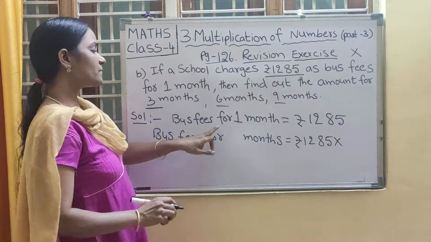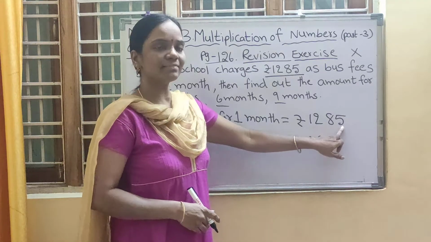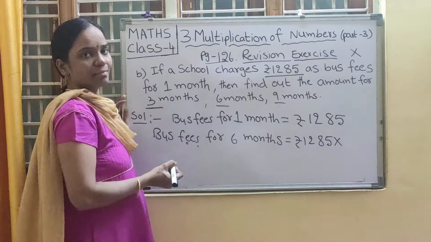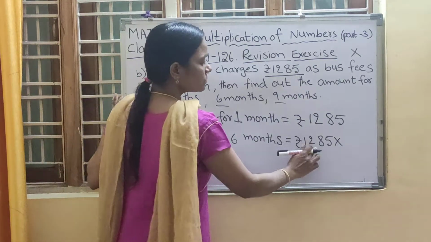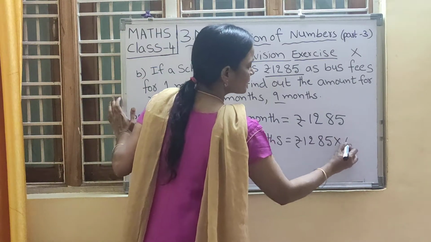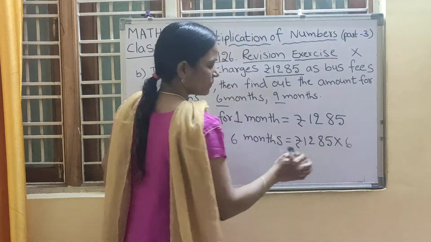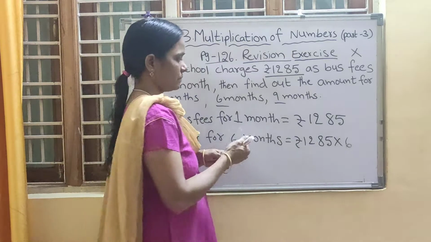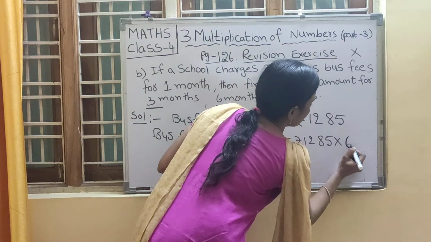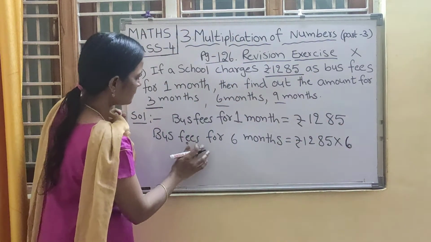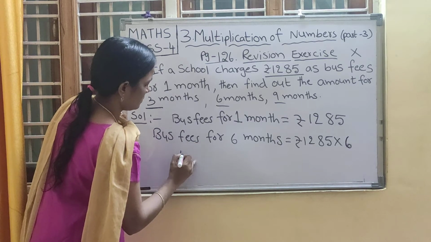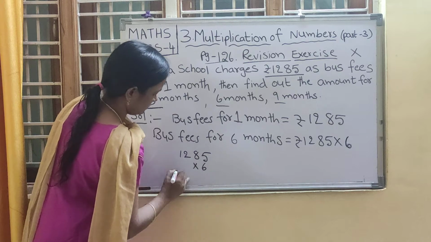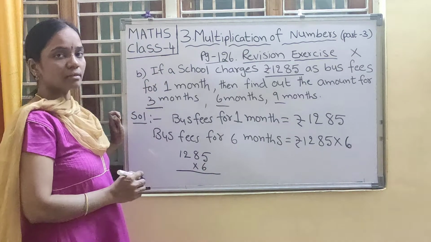Next, statements. Bus fees for 1 month is 1285 rupees. Next, what do we have to find out? Bus fees for 6 months. Bus fees for 6 months. What do I have to do? 1285 into 6. Yeah. Now take multiplication, children. Yes. Look at the board, children.